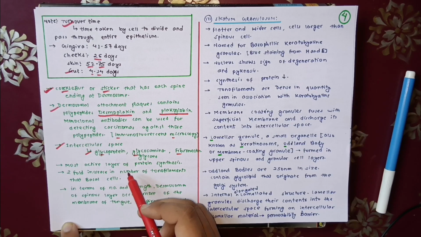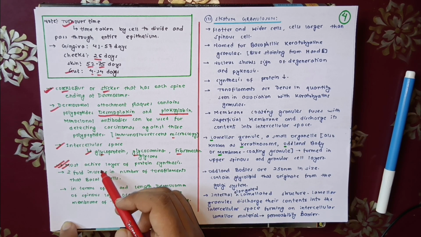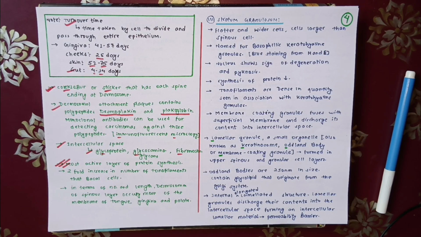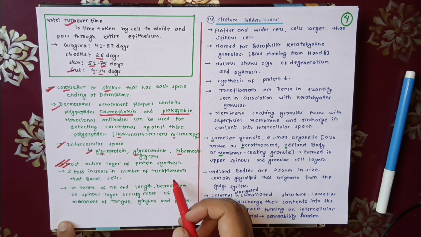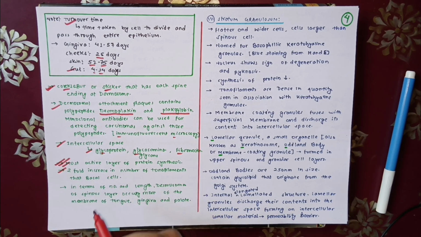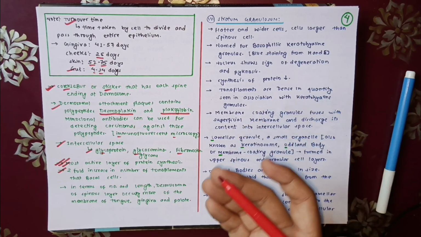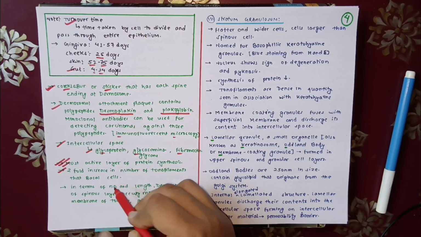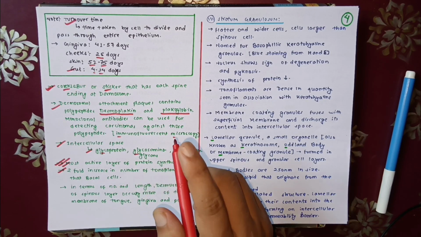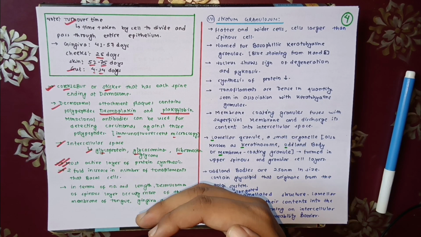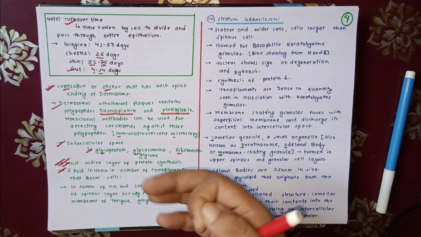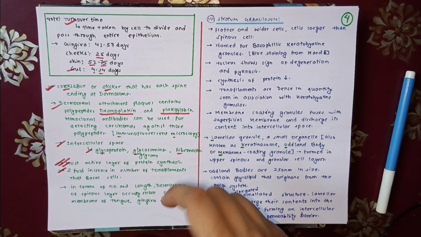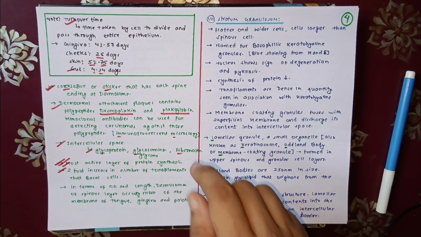After that, the most active layer of protein synthesis, which is very important. The stratum spinosum is one of the most active layers of protein synthesis, with a twofold increase in the number of tonofilaments compared to the basal cell. If the basal cell has x number of tonofilaments, the stratum spinosum has 2x. Remember one concept: as you move from the stratum basale to the stratum corneum, the quantity of filaments goes on increasing.